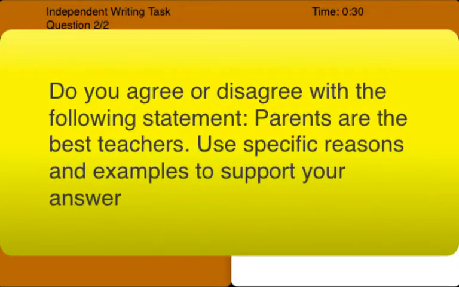Do you agree or disagree with the following statement? Parents are the best teachers. Use specific reasons and examples to support your answer.